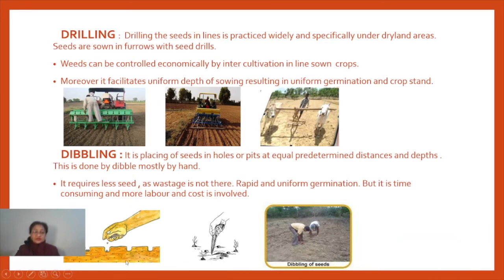Now the third method which is commonly used is dibbling. It has come from the word dibble, right? You can see in the second picture here, this is a dibble, and with the help of this, the holes or pits are made at almost equal depth. So what is dibbling? It is placing of seeds in holes or pits, right? You can see here at equal predetermined distances and depths, and this is done with the help of a dibble, mostly by hand. You can see in the first picture, several small holes are made, and in these the seeds are dropped manually. So this is called the dibbling method.